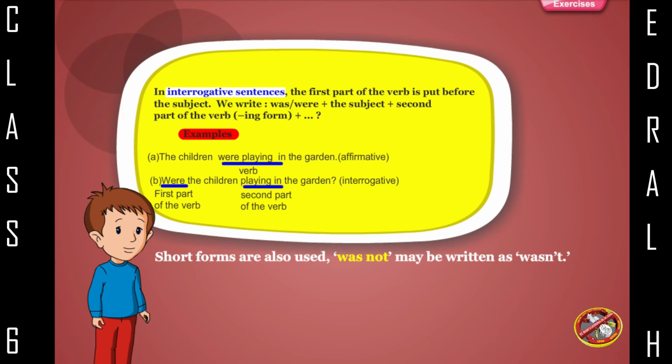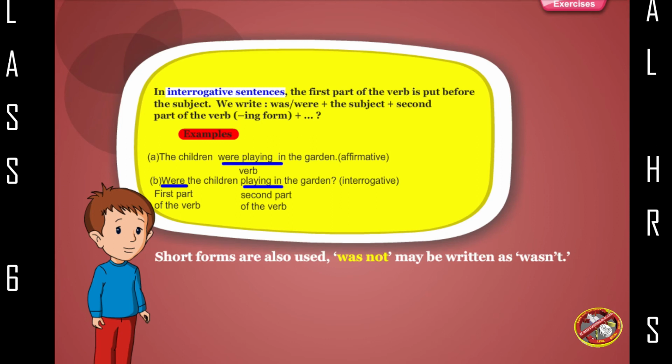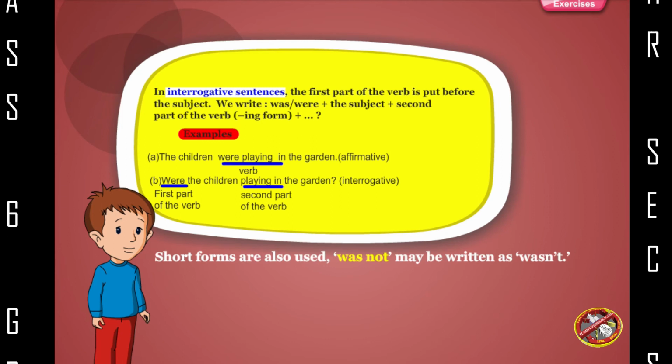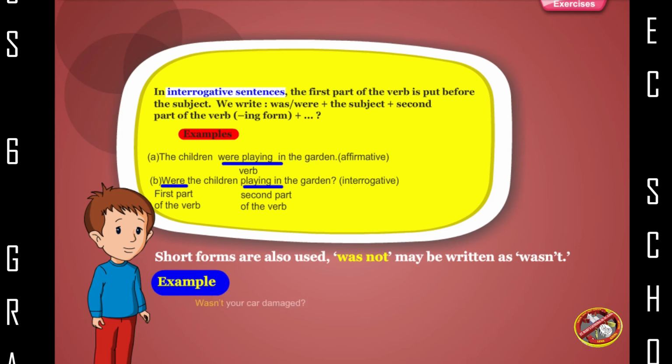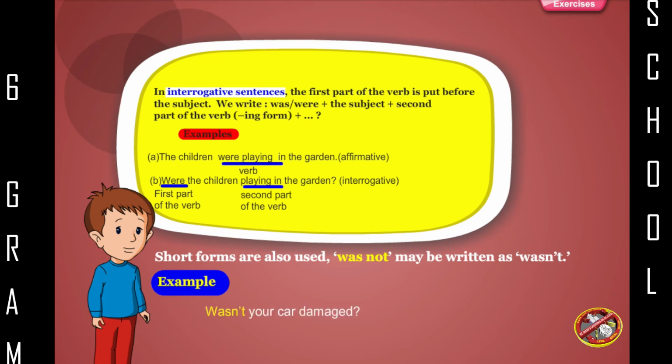Short forms are also used. Was not may be written as wasn't. Example: wasn't your car damaged?